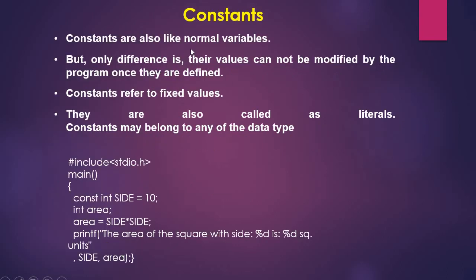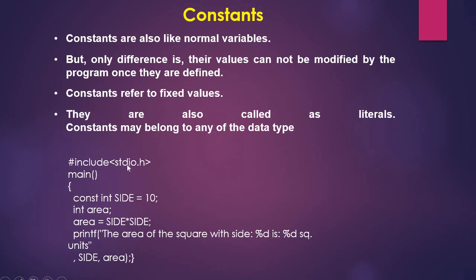Next one, constant. Constants are also like normal variables. The only difference is that a variable can vary its value according to the statements, but a constant cannot be changed. Once defined, it stays till the end of the program. Until the scope of the program gets over, the constant remains the same. Constants refer to a fixed value, we cannot change it. So they are also called literals. Constants may belong to any of the data types.